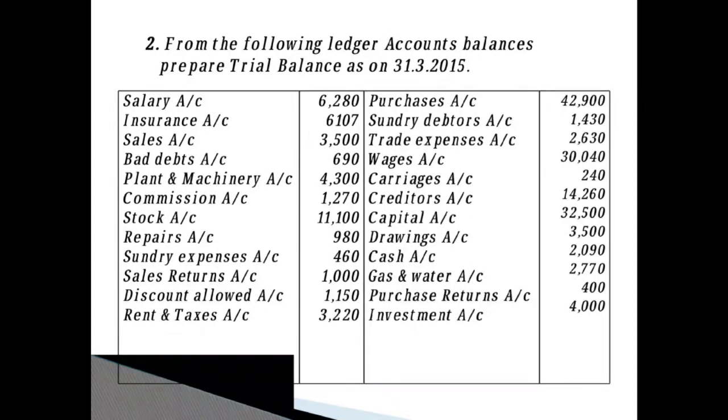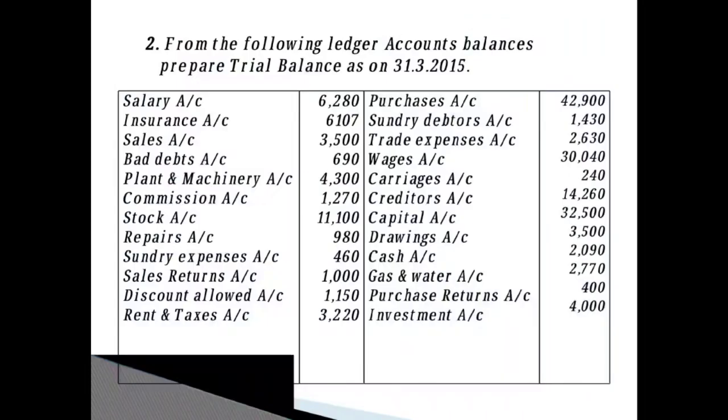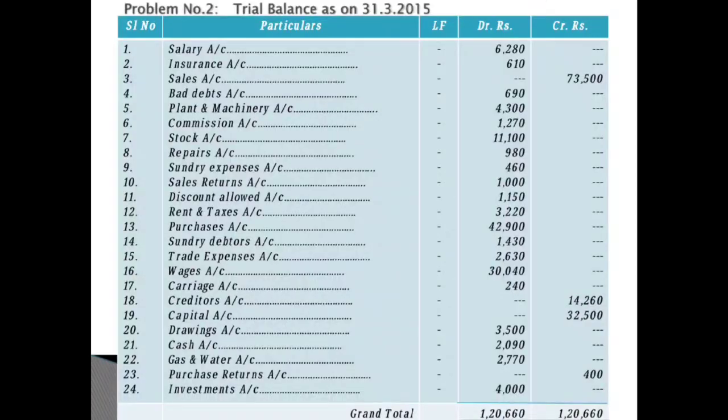Then bad debts you have, 690 rupees. Bad debts, it is a loss for us, so it shows debit balance. The fourth one, bad debts account, debit side we have recorded 690 rupees. Then next you have plant and machinery account, 4,300. Plant and machinery means it is an asset for us, which shows debit balance. See here, fifth one, plant and machinery account we have recorded in the debit column, 4,300.